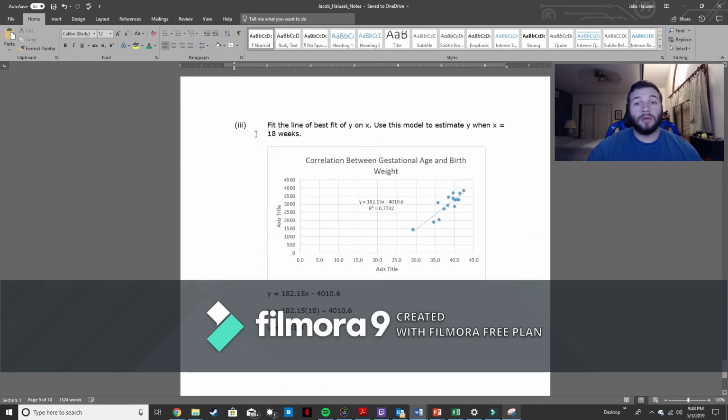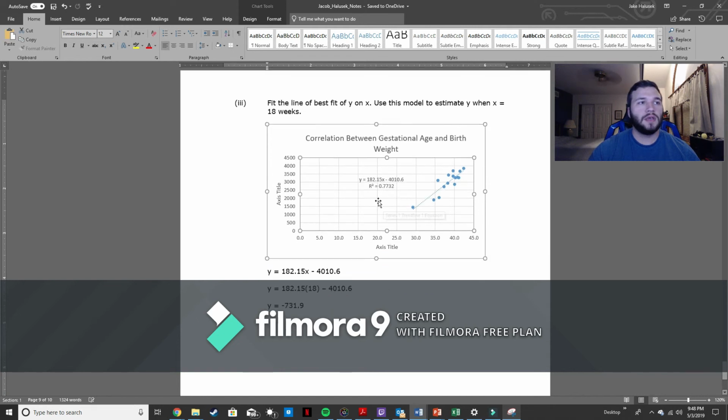Lastly, part 3 of number 4: we are to fit the line of best fit of y on x, and use this model to estimate y when x is equal to 18 weeks. Like I said, I plugged everything into Excel. I created a scatter plot and got my trend line in there. I have my R squared value right here, and I also have the equation for this line right here.